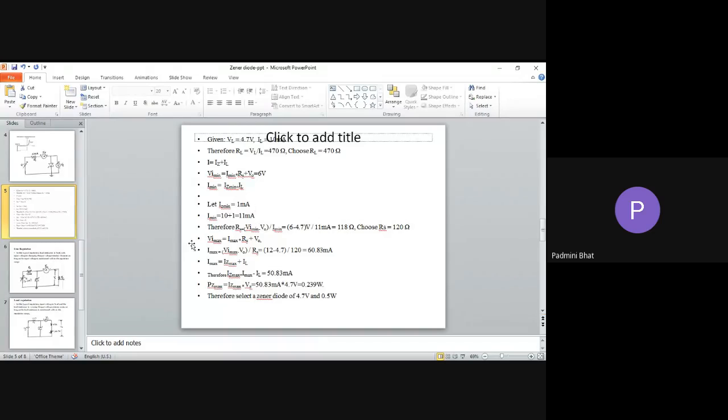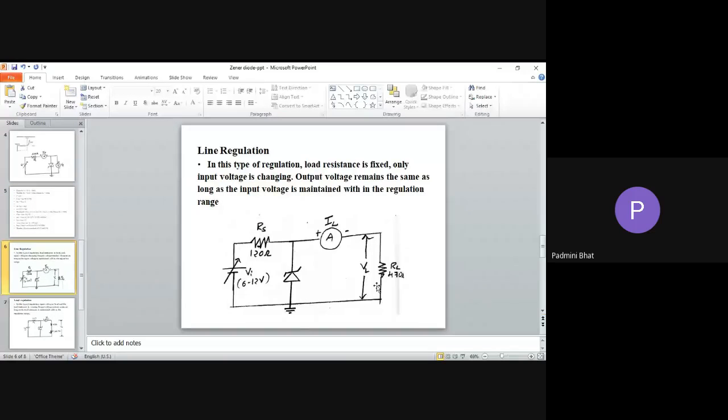It's very simple. Similarly, I should find the Vmax. Vmax is 12 volts because I've told you the range as 6 to 12 volts. So put Vmax, then find Imax using the same formula. Once Imax is given, then Imax into Vz will give me the watt.